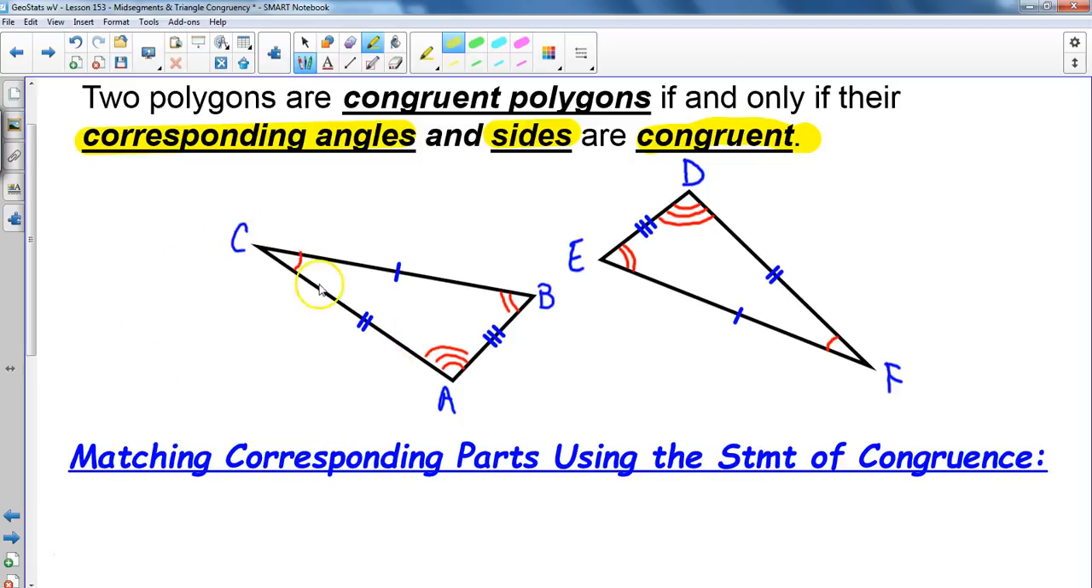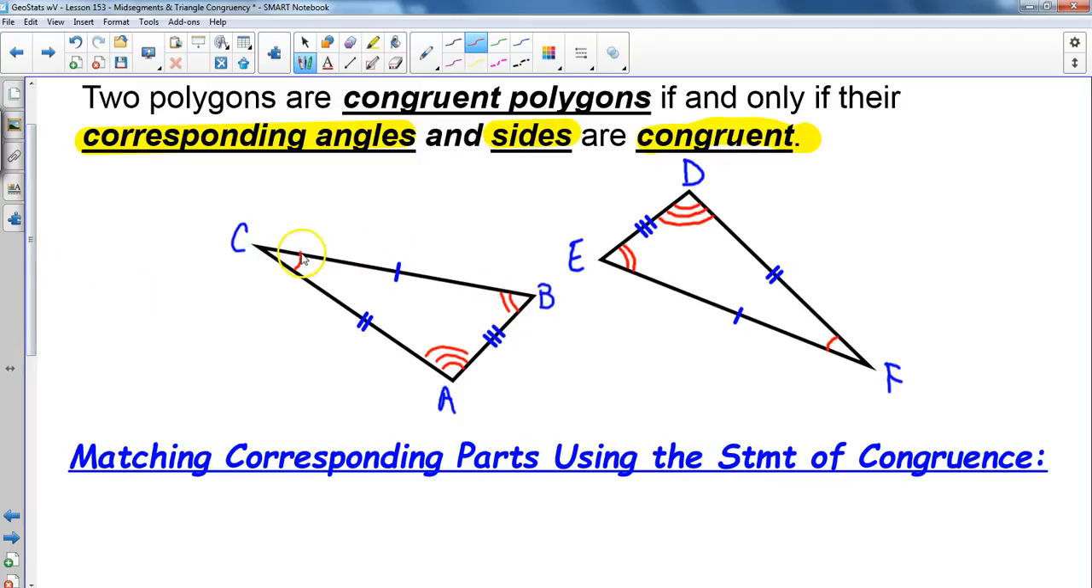An angle that's in the same relative spot from one triangle to the next is what we call a corresponding angle. So angle C here is the skinny angle, the smallest angle in this triangle. If these two triangles are congruent, then angle C would correspond to angle F in this other triangle. We call those corresponding angles, and we want to make sure that we understand how to identify them.